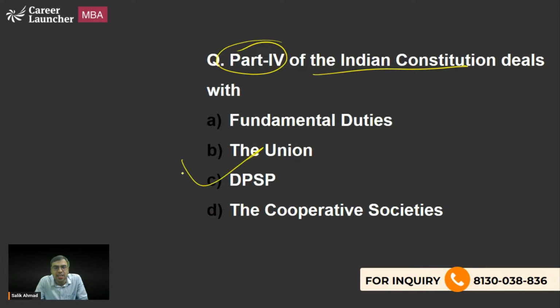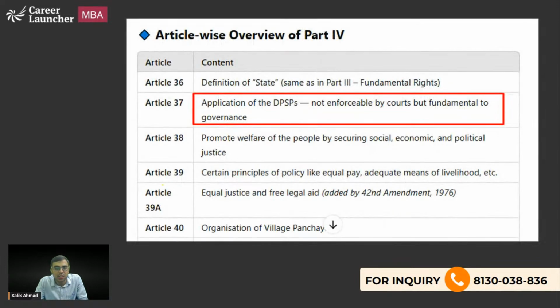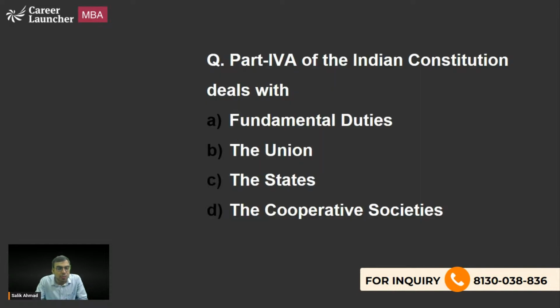The right answer is DPSP, Directive Principle of State Policy. This you should be knowing. These are the advices, list of the recommendations given by the Constituent Assembly to the future governments. Okay. The next is part 4A.